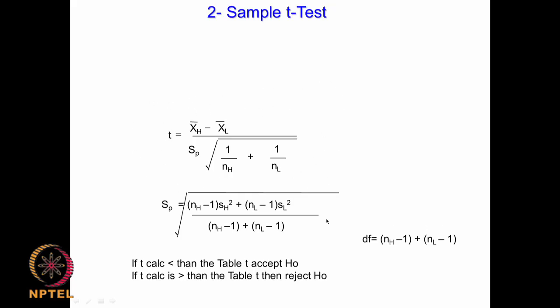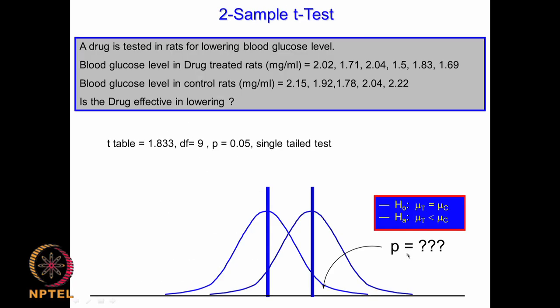Suppose we have a number of data points for one set of sample, and a number of data points for another set of sample. So, the degrees of freedom will be this plus this minus 2. In this particular problem, 6 plus 5 is 11, 11 minus 2 is 9 degrees of freedom. Do you understand? Here we have taken 6 data points for drug treated, here we have taken 5 data points. So, the advantage of the 2 sample t test is that I could have different sizes of samples also.